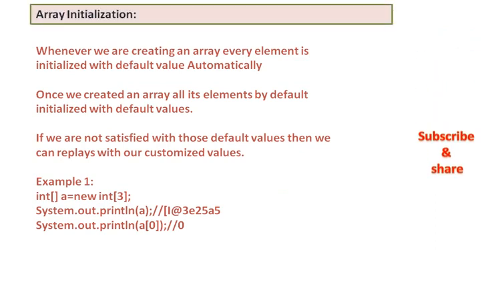Now the initialization. Whenever we are creating an array, every element is initialized with a default value automatically: int 0, String null, something like that. Once we create an array, all its elements are by default initialized with the default value. The other way, if we are not satisfied with those values, then we can replace them with our own customized values. See, int[] a = new int[3].